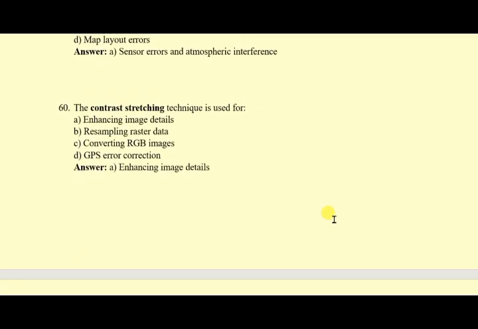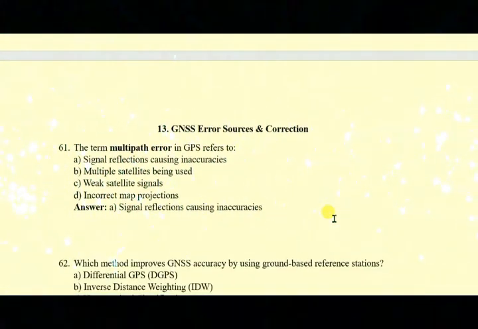60. The contrast stretching technique is used for enhancing image details, resampling raster data, converting RGB, red, green, blue images, GPS error correction. The right answer will be enhancing image details.